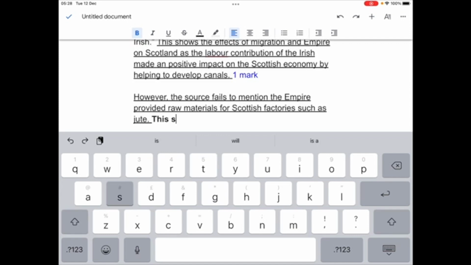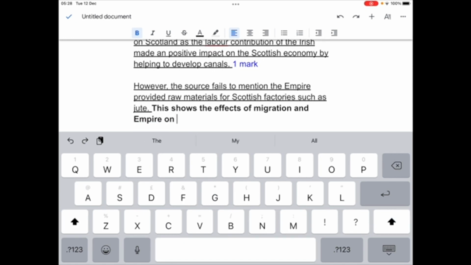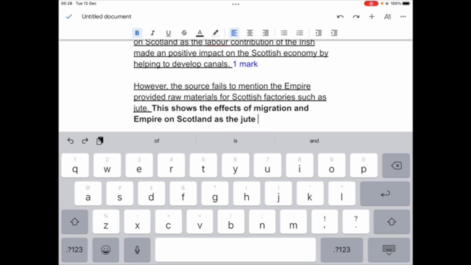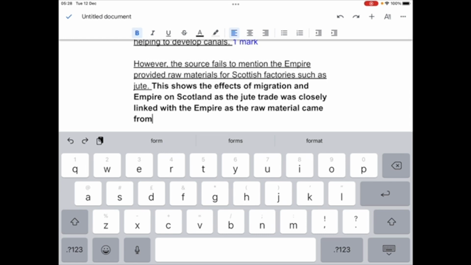So I'm going to say this shows the effects of migration and empire on Scotland as the jute trade was closely linked with the empire, as the raw material came from Bengal, India.